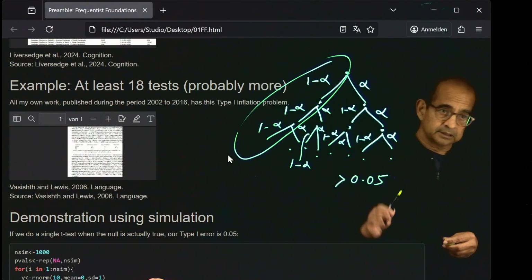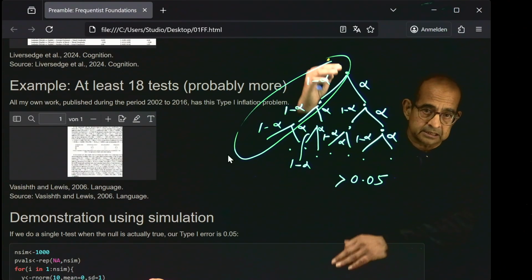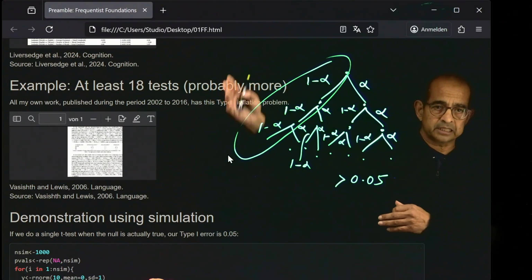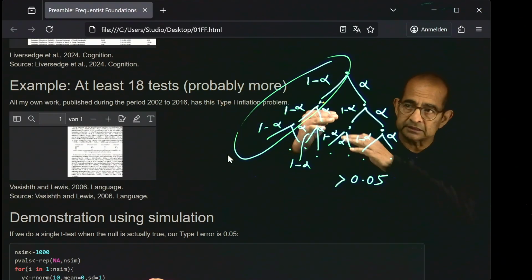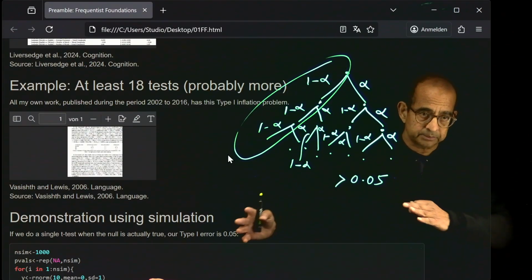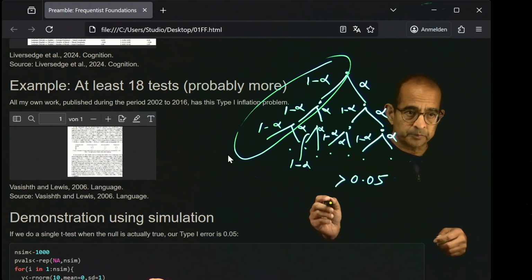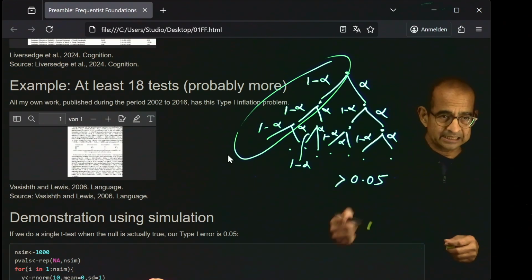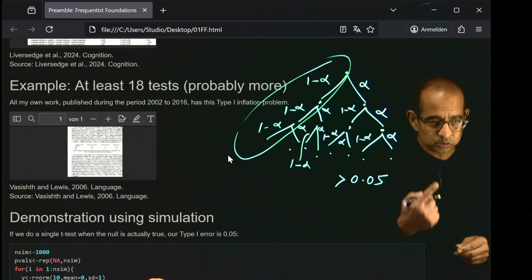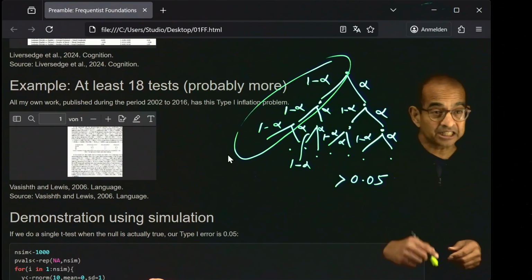So the story gets even worse. If you carry out, let's say, 100 tests, and I just showed you an example of somebody carrying out 145 tests, once you carry out 100 tests like this, this probability space is going to get larger and larger, and the probability of your rejecting at least one null hypothesis incorrectly will be nearly 100%.